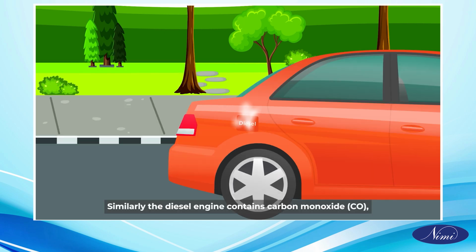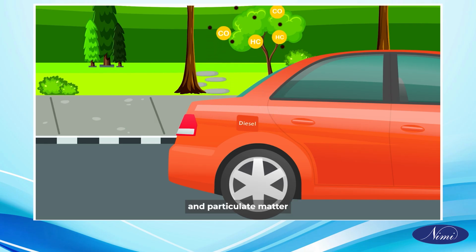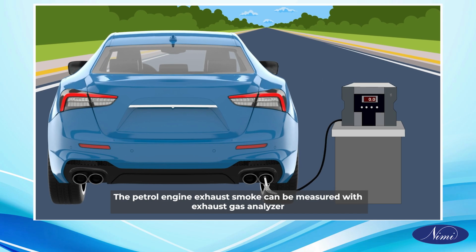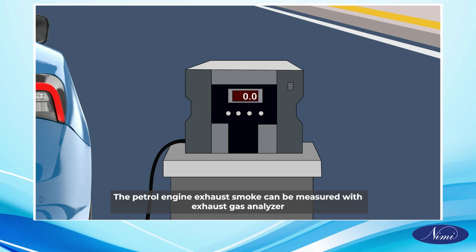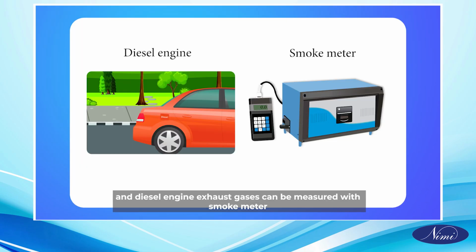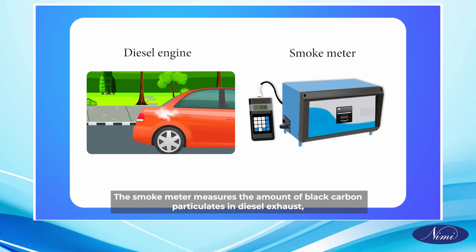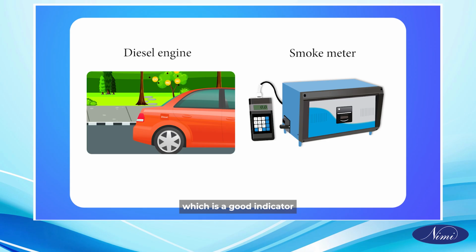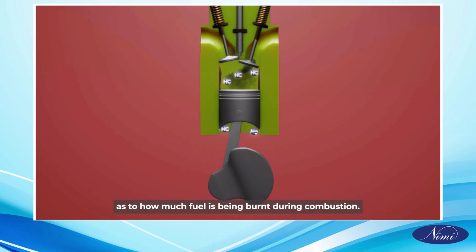Similarly, the diesel engine exhaust contains carbon monoxide, CO, unburned hydrocarbon, HC, and particulate matter. The petrol engine exhaust can be measured with an exhaust gas analyzer, and diesel engine exhaust gases can be measured with a smoke meter. The smoke meter measures the amount of black carbon particulates in diesel exhaust, which is a good indicator as to how much fuel is being burned during combustion.